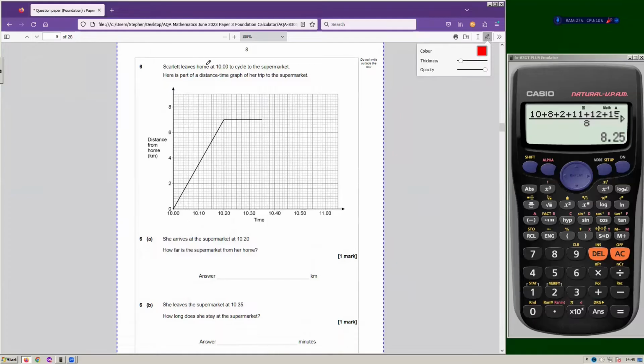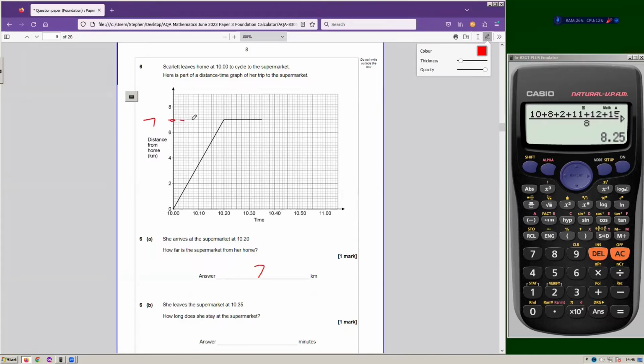Question 6. Scarlett leaves home at 10 o'clock to cycle to the supermarket. Here is part of a distance time graph of her trip to the supermarket. Here's the distance in kilometers up there. Here's the time, so she leaves at 10 o'clock. She arrives at 10:20. Oh, it tells us she arrives at the supermarket 10:20. How far is the supermarket from her home? Oh, there's our distance. Our distance is here. 7 kilometers.